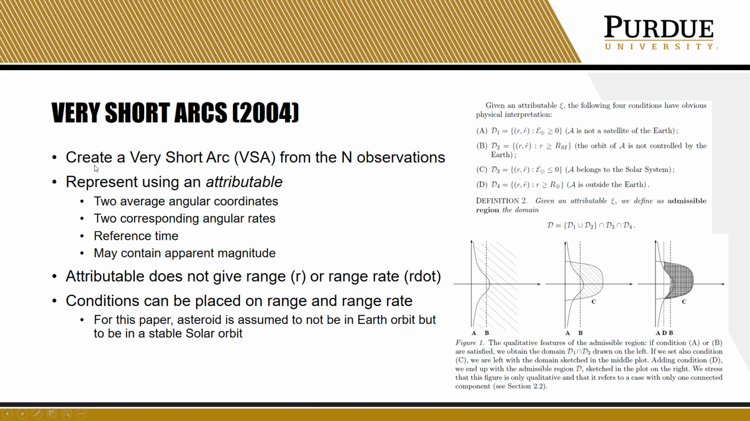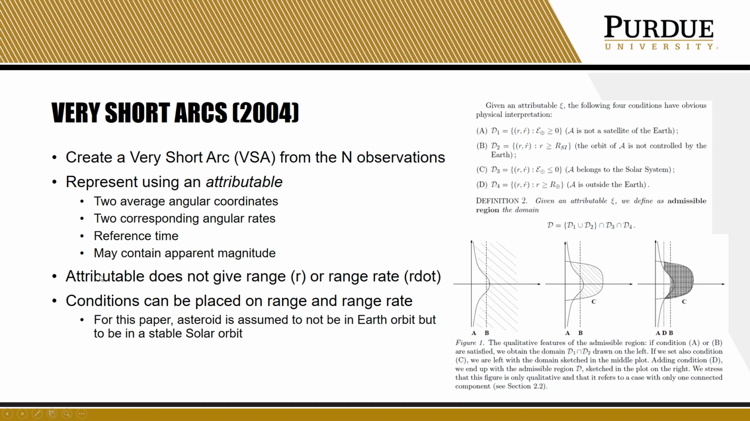First, from the observations on the one night, a very short arc is produced. From that VSA, very short arc, you can produce an attributable, is what he calls it, which consists of the reference time, 2 average angular coordinates, which are right ascension alpha and declination delta, and 2 corresponding angular rates, which are, in our case, alpha dot and delta dot. He specifies that it may or may not contain an apparent magnitude.